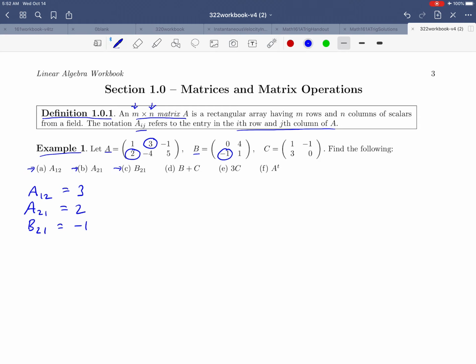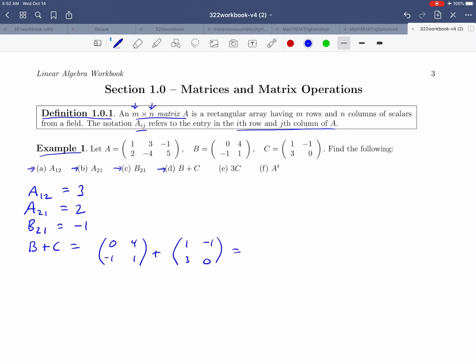Okay, and then we come to D, which is asking us for something a little bit different. It would like us to add two matrices together. Let's clear a little clutter away here before we do that. So how would we calculate B plus C? Well, let's write those two matrices out. B looks like this, and C looks like this.